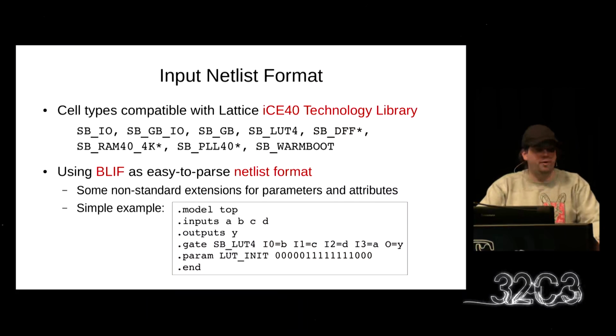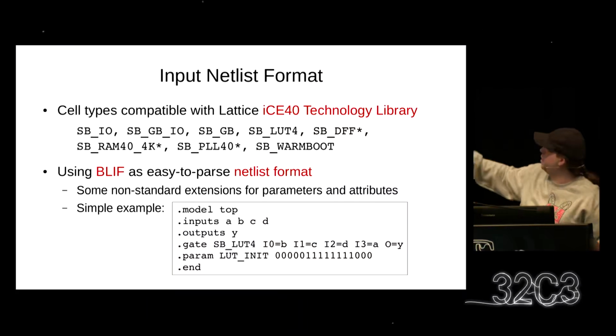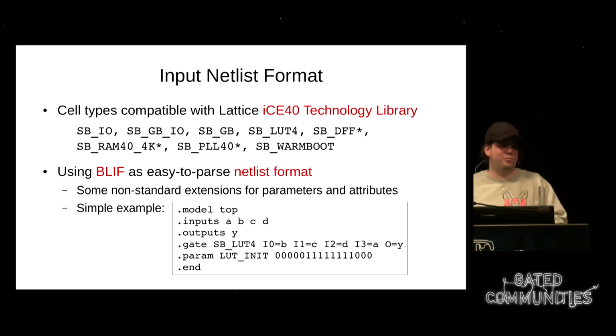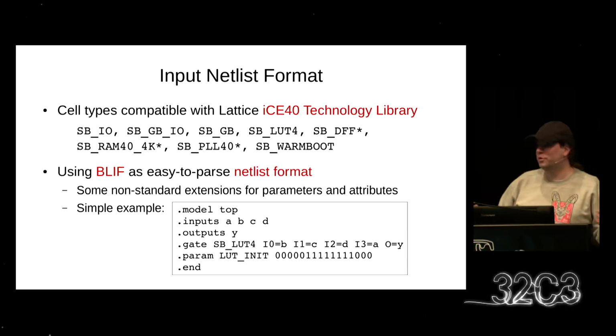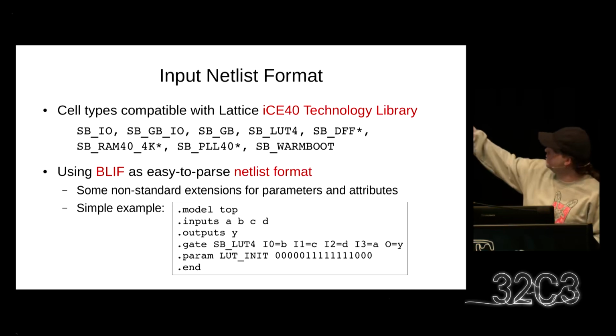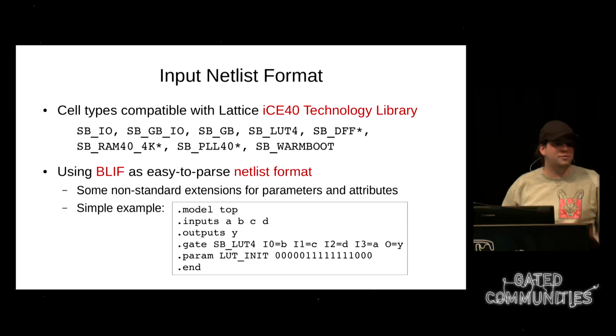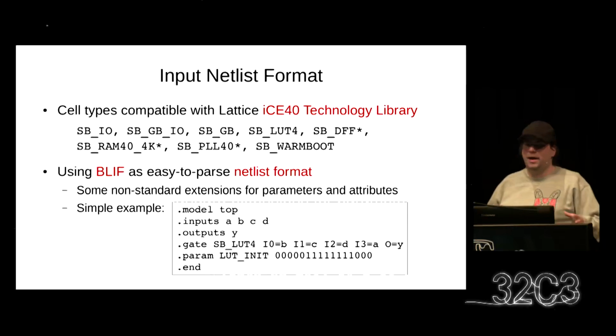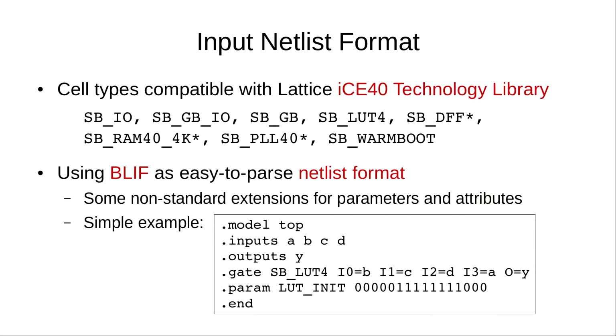BLIF is a pretty easy file format, and you see a simple example here. .model is just a statement; BLIF calls it model, but in Verilog you would say a module. And then you have a list of inputs and outputs. Every net that is used but not declared as an input or output is just an internal wire. And in this case, the entire design is just a single lookup table, a single SB-LUT4 with these 4 inputs and 1 output. And here you see our non-standard .param statement that is used to set the lookup table for this particular LUT4 instance.